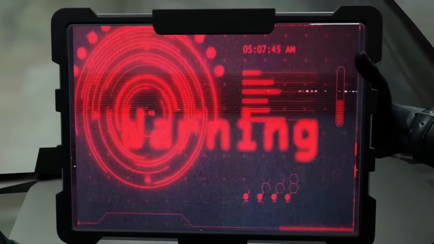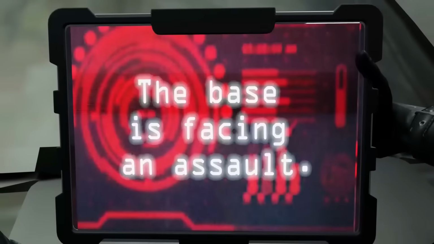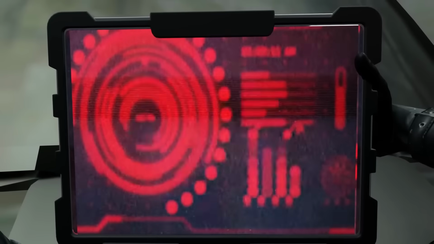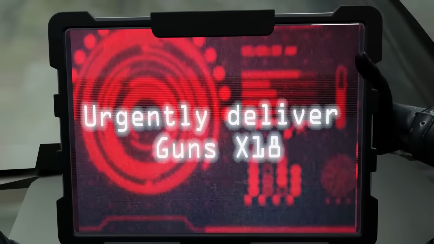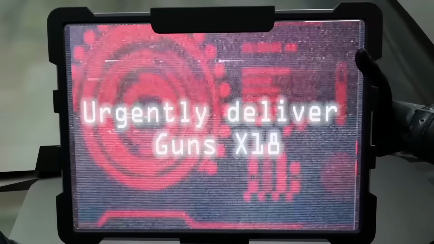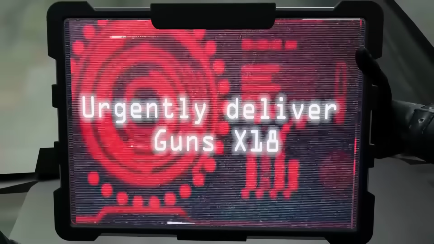Next, a message appears on Agent Cameraman's tablet that their base is under attack, and I think we are talking about the very base from the second episode. They are also asked to deliver the X18 weapon to the base to repel the attack. And that's the end of episode 5.